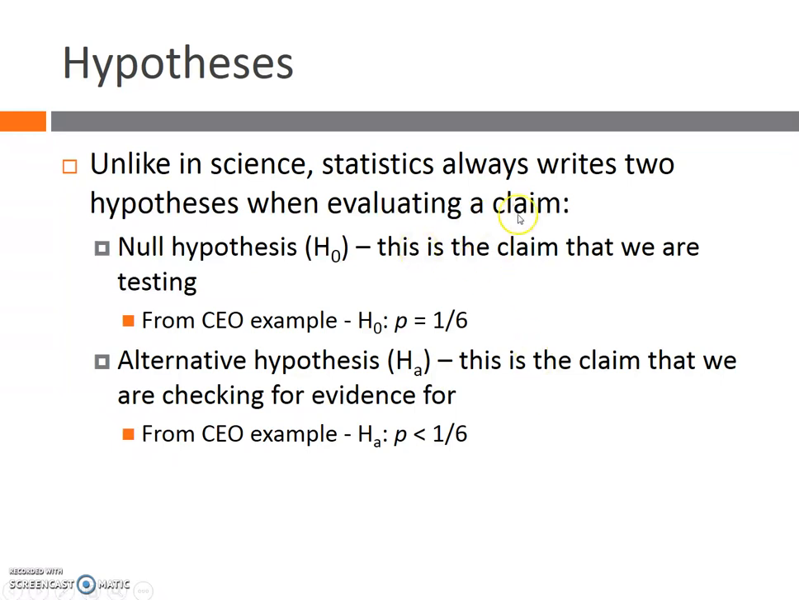Okay, so that's the difference between the claim we are testing and the claim that we're checking evidence for. So we thought that it was untrue, right? We thought that they were underrepresented, that they were disadvantaged, meaning the proportion of people born in June and July was actually less than 1/6. So these hypotheses have to be written in tandem. You have to have a null and an alternative when you write your hypotheses.